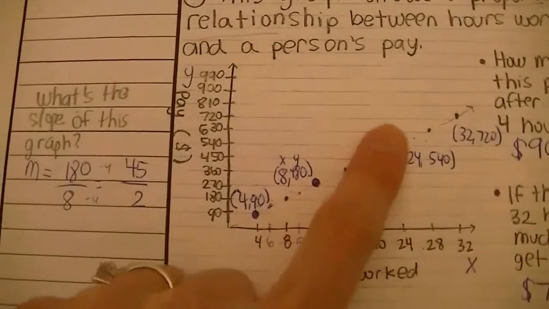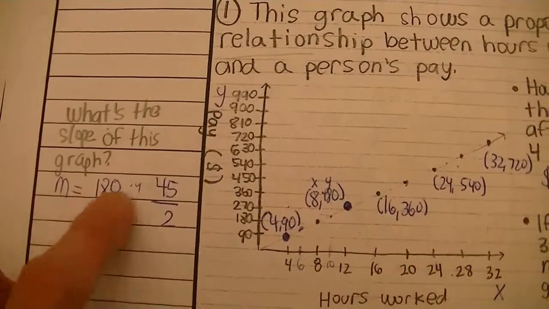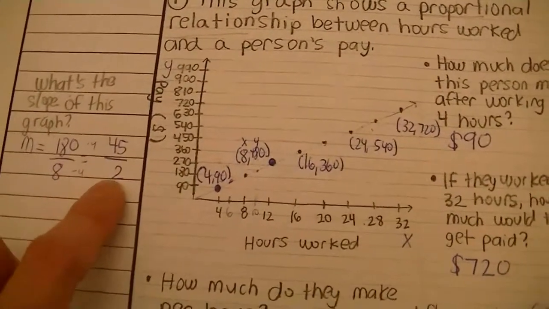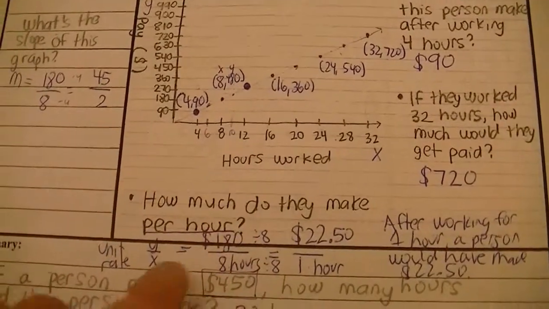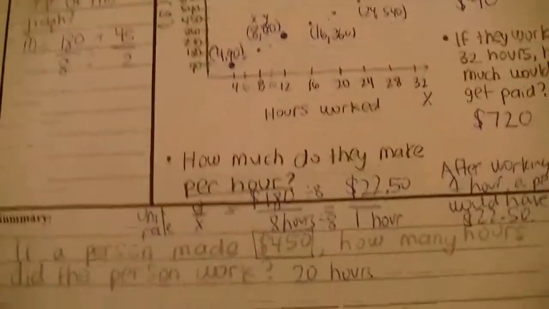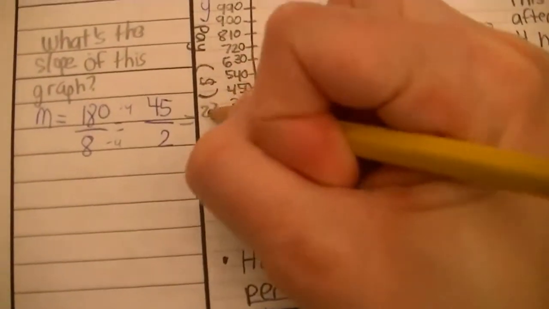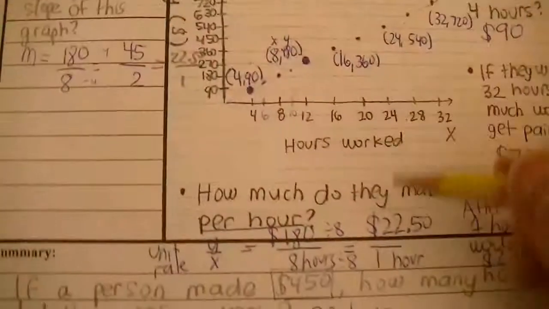Look, another proportional graph right here. Here's the slope, but it's simplified down to, oh, I didn't simplify it all the way down. Where is the unit rate? 22.50 per hour. So I can simplify this down even more. Let's divide by 2. 22.50 for 1. See how it matched?